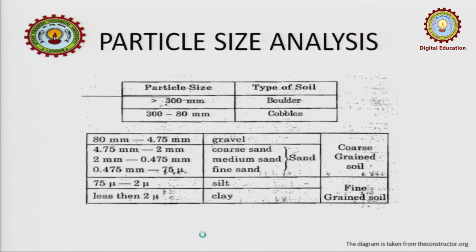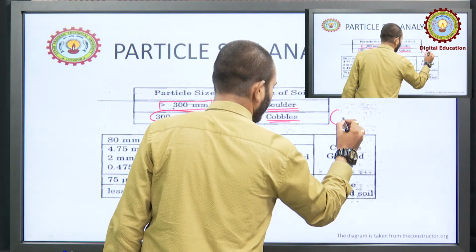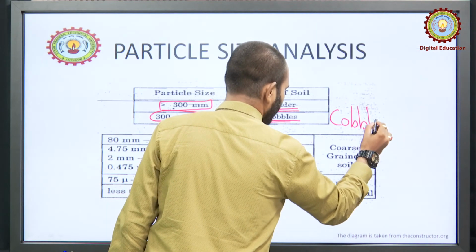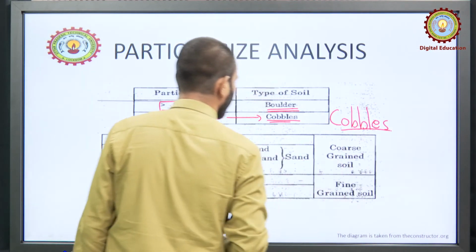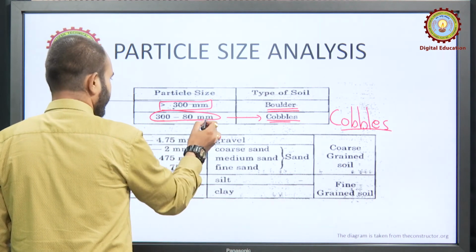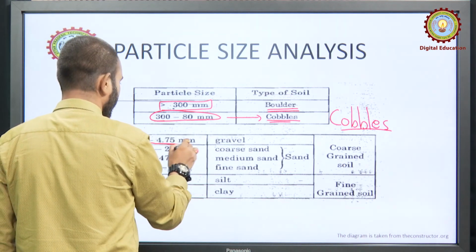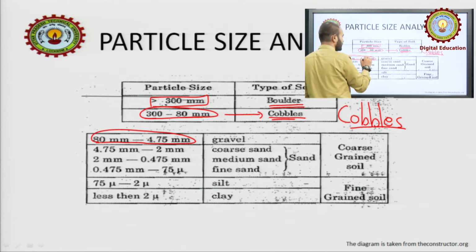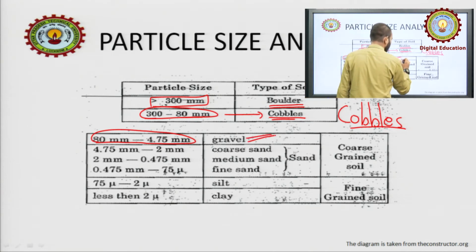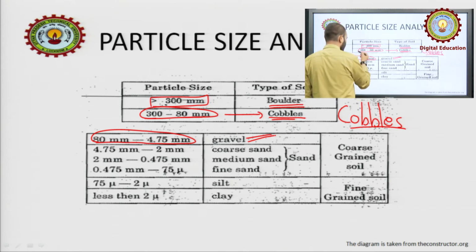First of all, for this particle size analysis, you can see here there is a table. If the particle size is greater than 300 mm, then it is called a boulder. From 300 mm to 80 mm, it is named as cobbles, C-O-B-B-L-E-S. Now, from 80 mm to 4.75 mm, this is called gravel. Then again, what is sand?